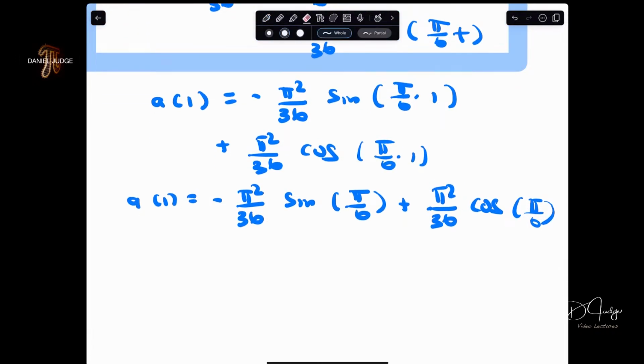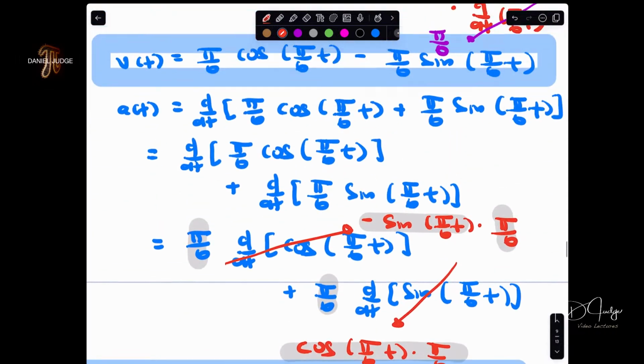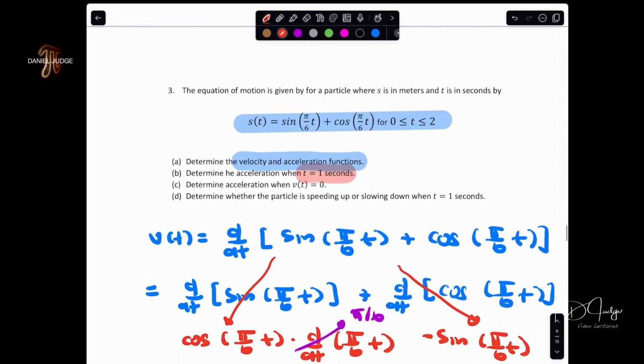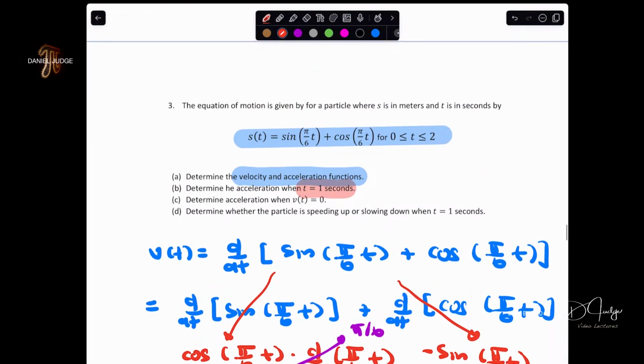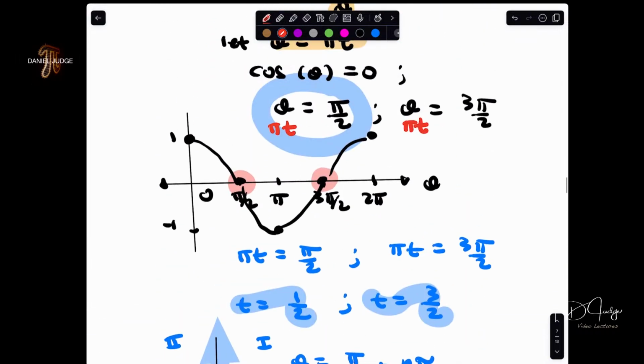Let's write that down a little better. 180 divided by 6 is 30 degrees. So I just want to mention this to people. 30 degrees here. So sine and cosine of 30 degrees. My special triangle.